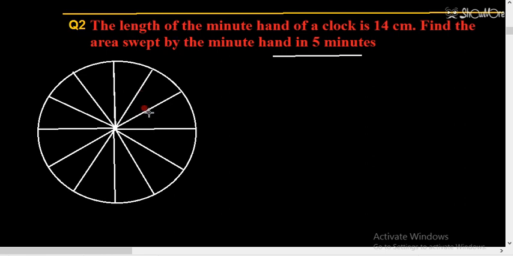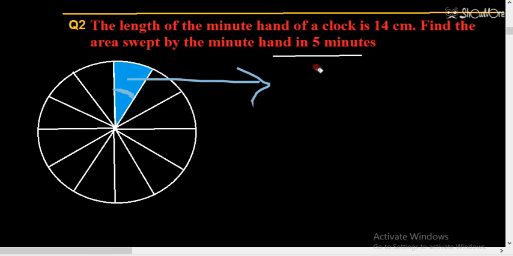In this question, we have to find the area swept by the minute hand in 5 minutes. So this is my theta, and it is equal to 30. So the area swept by it will be, I am changing the color, with the light blue color. Now you can see this is the area swept by the minute hand in 5 minutes, and we have to find this area.